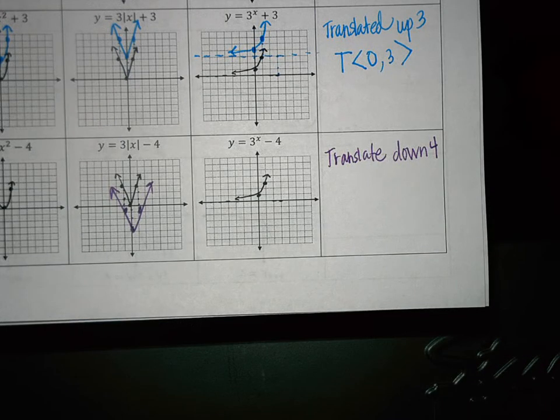Okay, I'm going to give you a minute to try the exponential function on your own. Make sure you also translate your asymptote. And then check in your groups to see if you guys got the same answer.